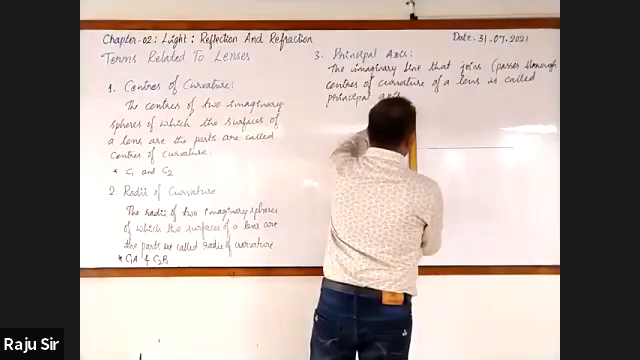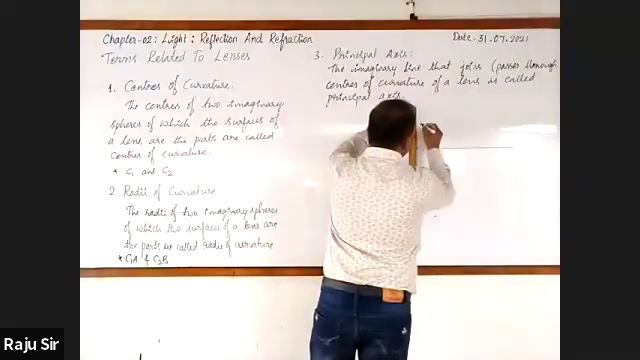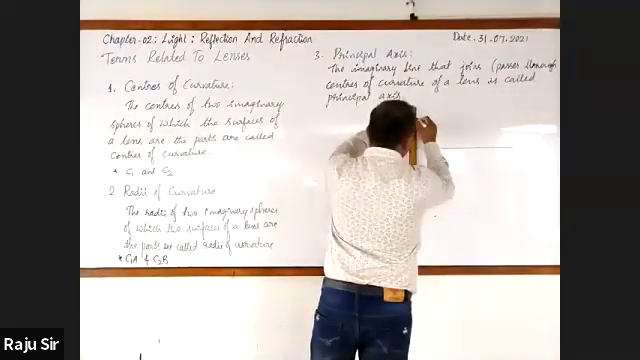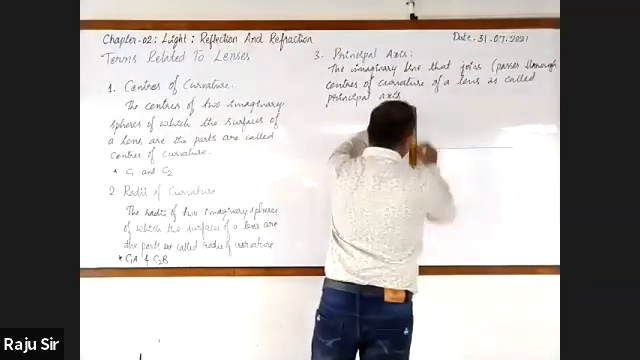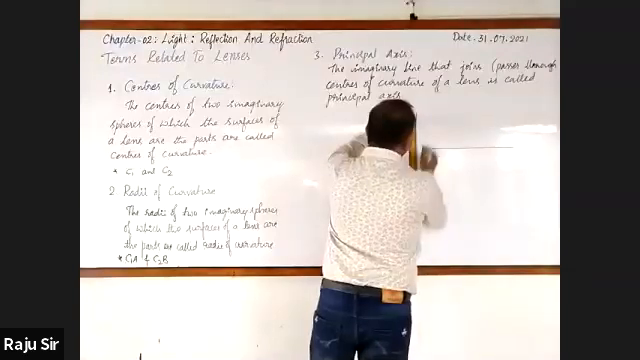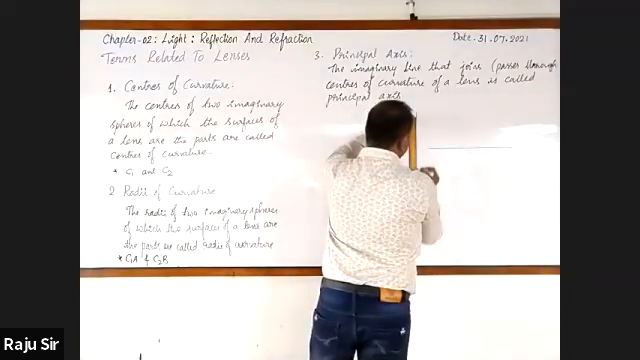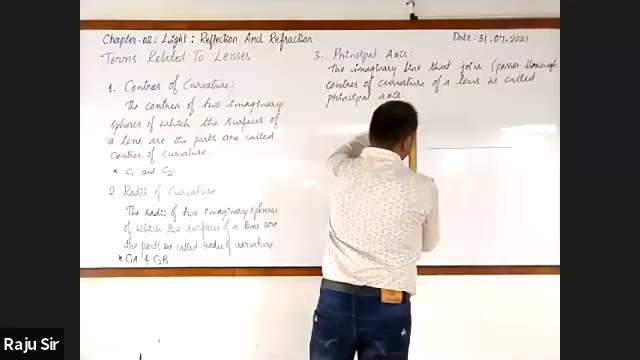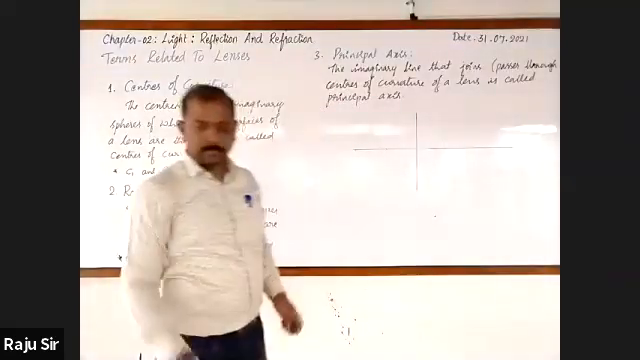Now, at this point, let us draw a line. Let it be 2 centimeters above the principal axis and 2 centimeters below the principal axis.